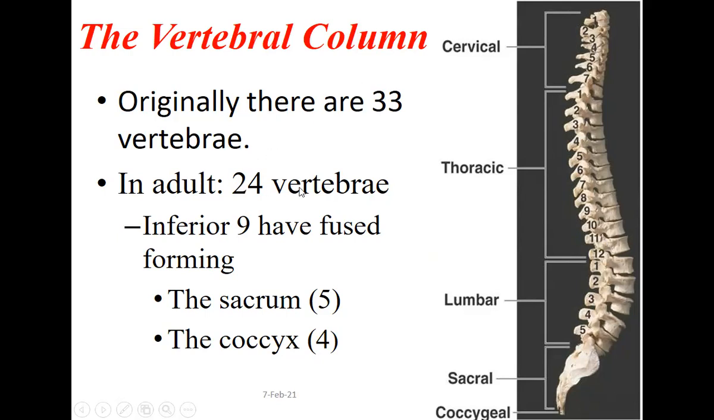In the case of an adult, it becomes 24. How? The inferior ones fuse, forming the sacrum. If you see here, five sacral vertebrae have fused together to form the sacrum. Now it is called a single bone, the sacrum, but it actually has five vertebrae like this. Similarly, the tailbone, here is the tail. This is called the coccyx. There are four small bones here, which are again fused together. So they all fuse together, and that's why it becomes 24. If not, there are actually 33 vertebrae: 7 cervical, 12 thoracic, 5 lumbar, 5 sacral, and 4 coccygeal.